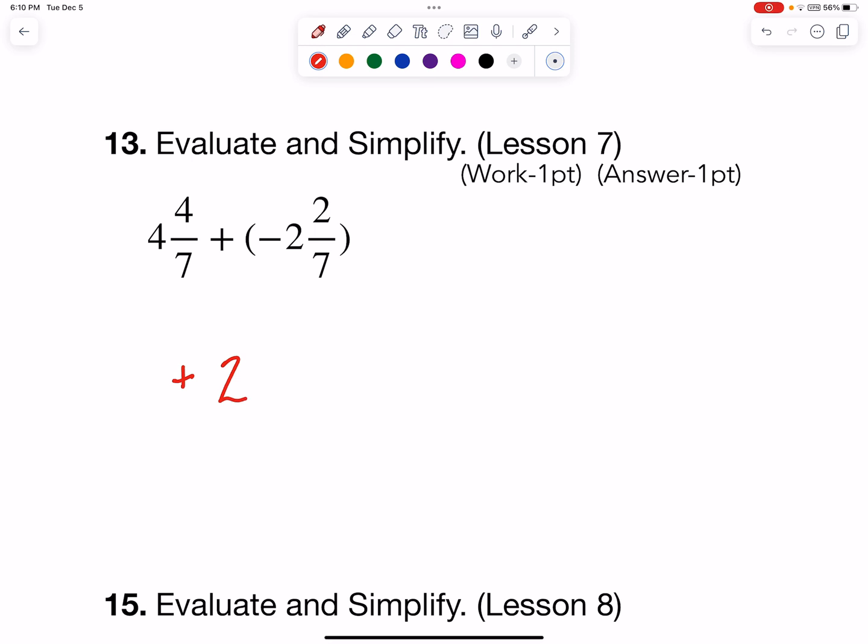4/7 minus 2/7 ends up being 2/7. And so there we go. We're all done. If you did an improper fraction to do that, you would just have 16/7 as a final answer if you did improper. Okay, so but this is good, and there you go.